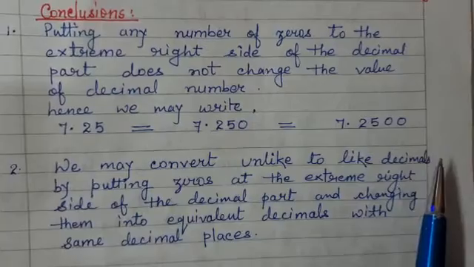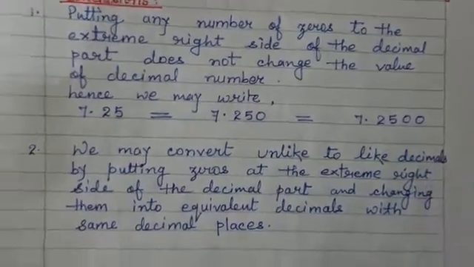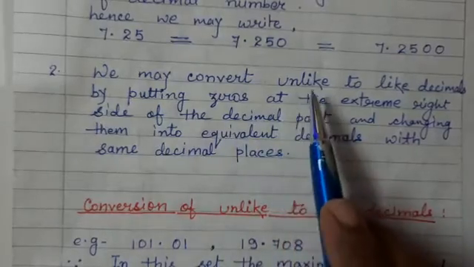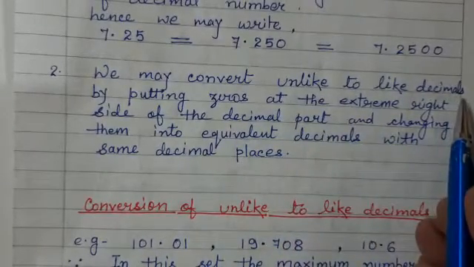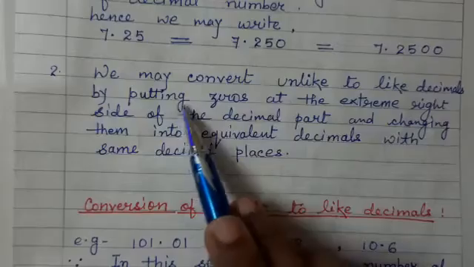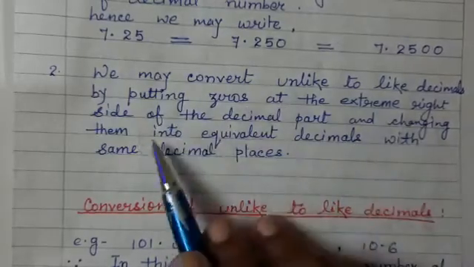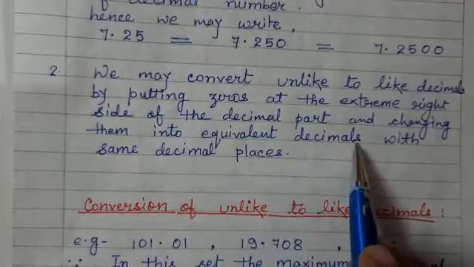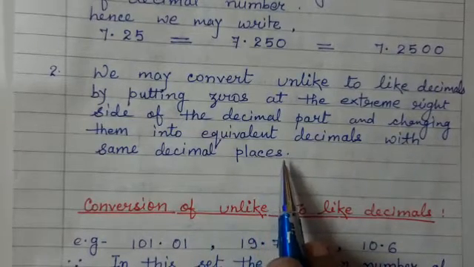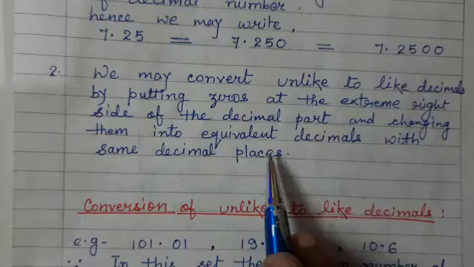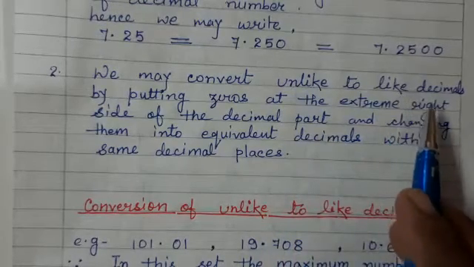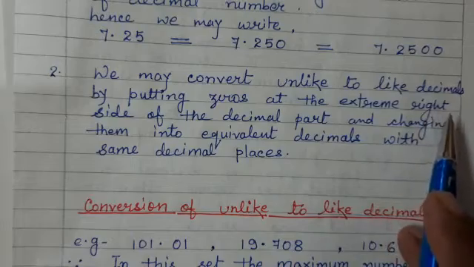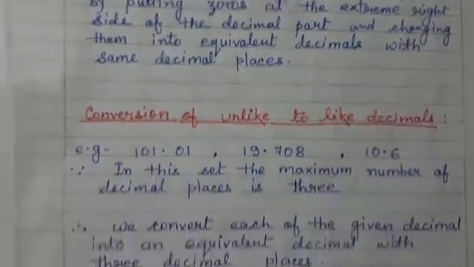Okay, and one other important conclusion is that we may convert unlike to like decimals. How? By putting zeros at the extreme right side of the decimal part and changing them into equivalent decimals with the same decimal places. Okay. So unlike to like, very easily we can convert by applying zeros at the extreme right. Now look at how.